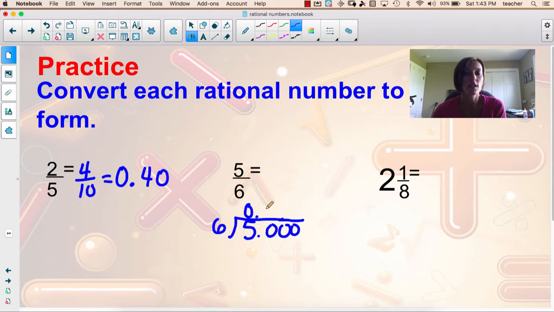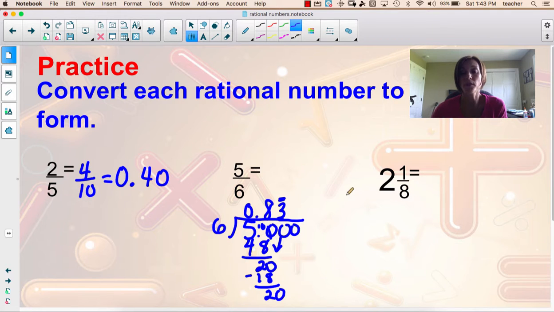So 6 going into 50 is going to be how many times? That's right, 8. So we're going to do 48. Remainder of 2. Bring down the 0. 6 into 20 is 3, which is 18. And right away we see that we have a repeat going on. Just the 3 is repeating, so we have to put that bar notation over the 3.